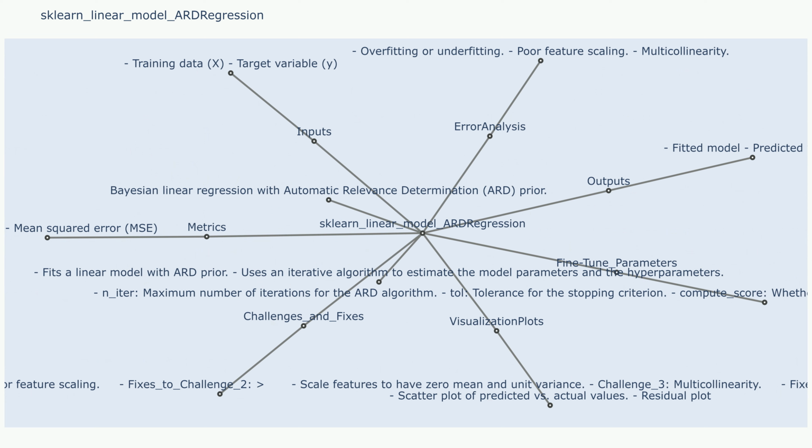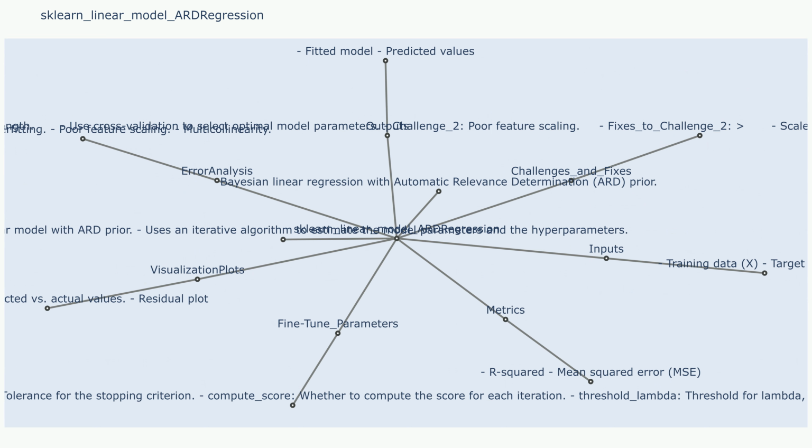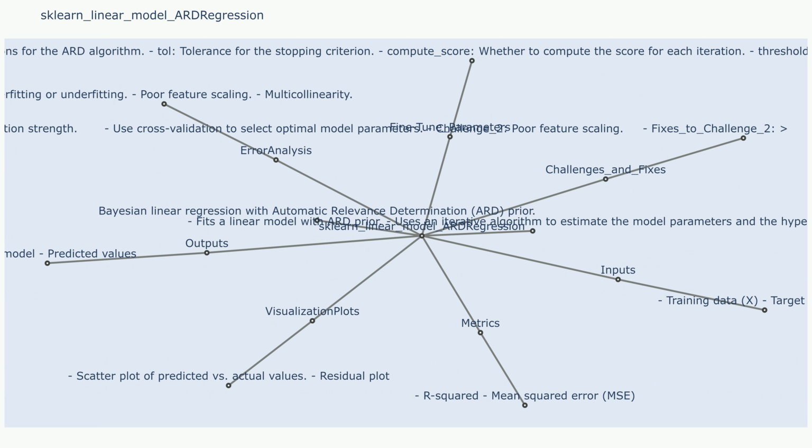Fine-tune parameters. Alpha_1: the prior variance of the weights. A higher value indicates a stronger prior belief in small weights. Alpha_2: the prior variance of the noise term. A higher value indicates a higher belief in noisy data. n_iter: the maximum number of iterations in the optimization process. Tol: the convergence tolerance for the optimization process.